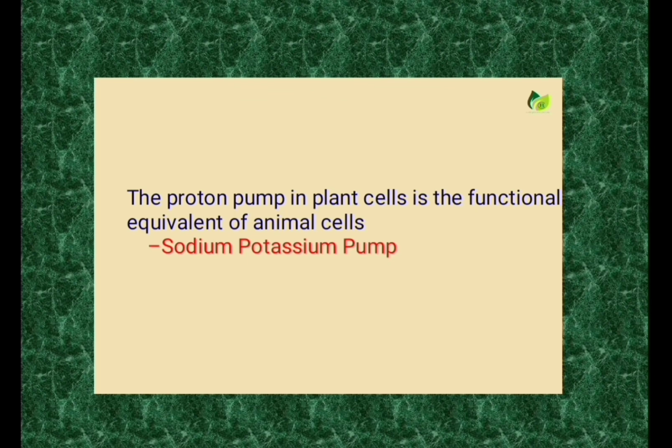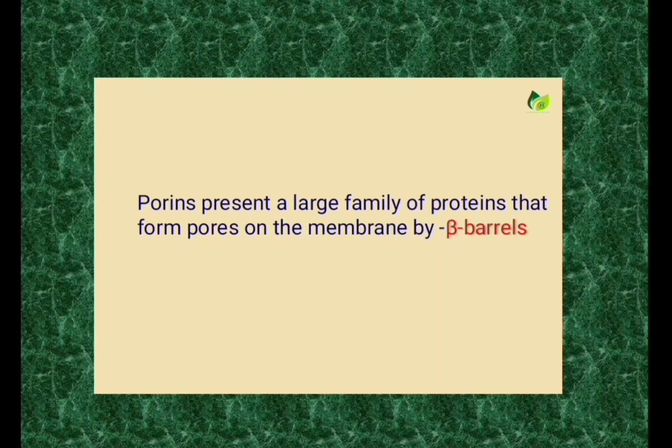Next question. The proton pump in plant cells is the functional equivalent of which pump in animal cells? Answer is sodium potassium pump. Next question. Porins are a large family of proteins that form pores on the membrane by beta barrels. Answer is beta barrels. I will make the next video on the role of proteins in membrane transport and types of transport proteins, so please watch my next video too.